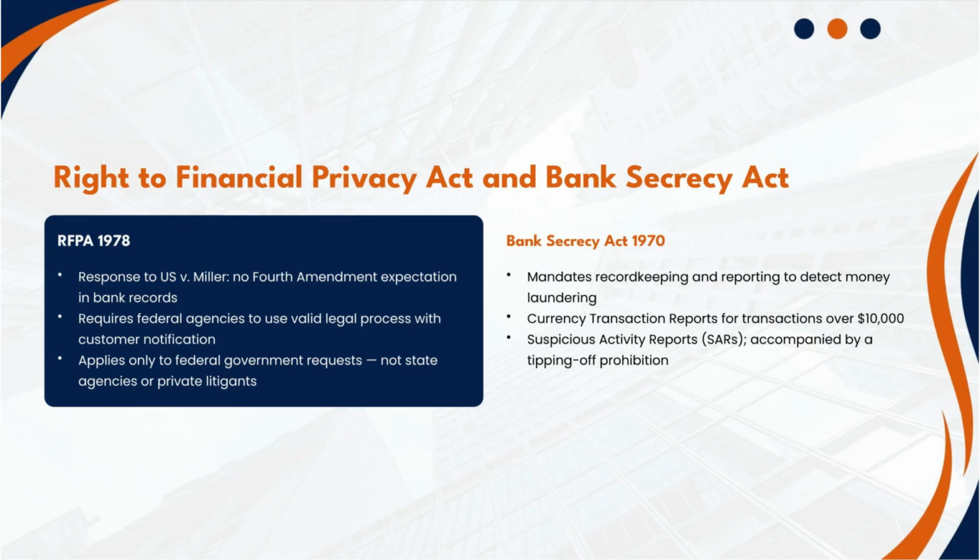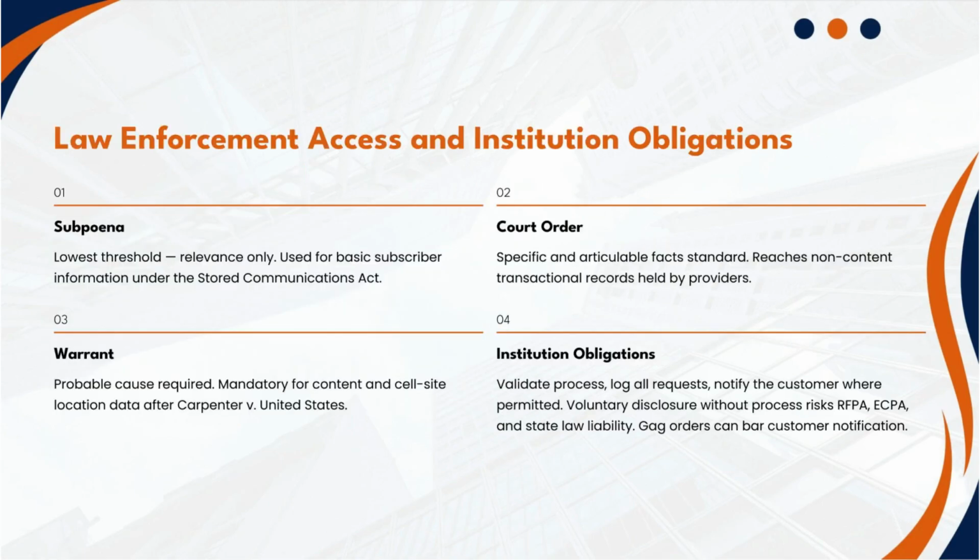So picture the compliance officer. RFPA says protect the customer's records. BSA says report the customer secretly and never tell them. Which wins? The reporting obligation, every time. So a badge appears at reception asking for customer data. What now? Let me give you the framework I teach every client.